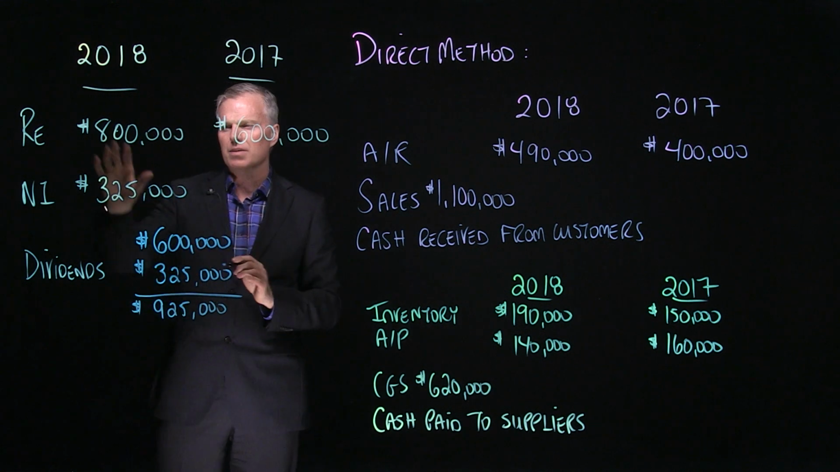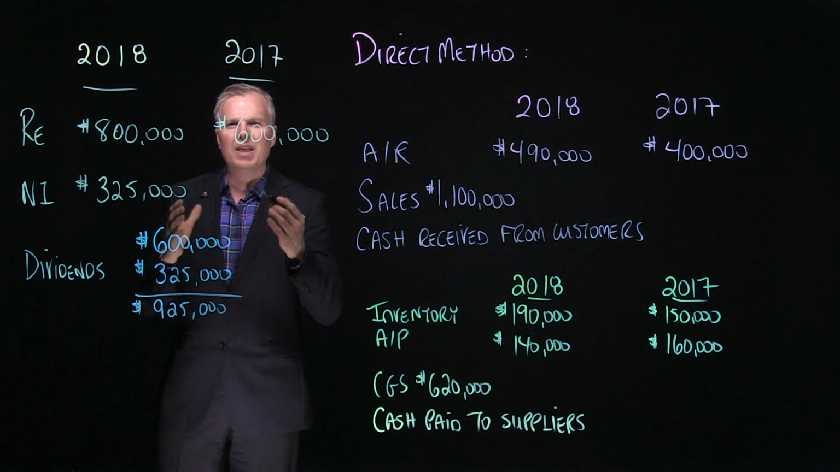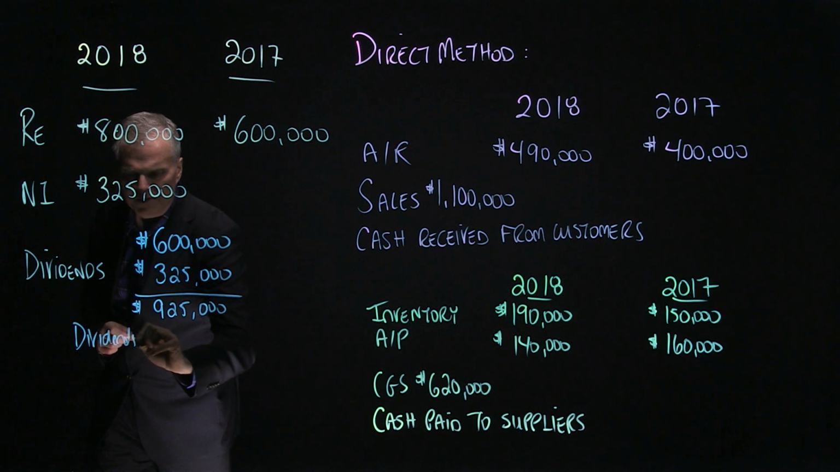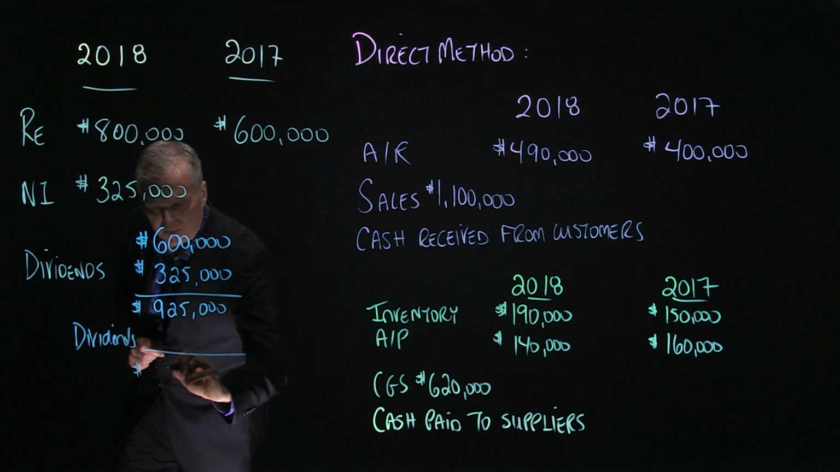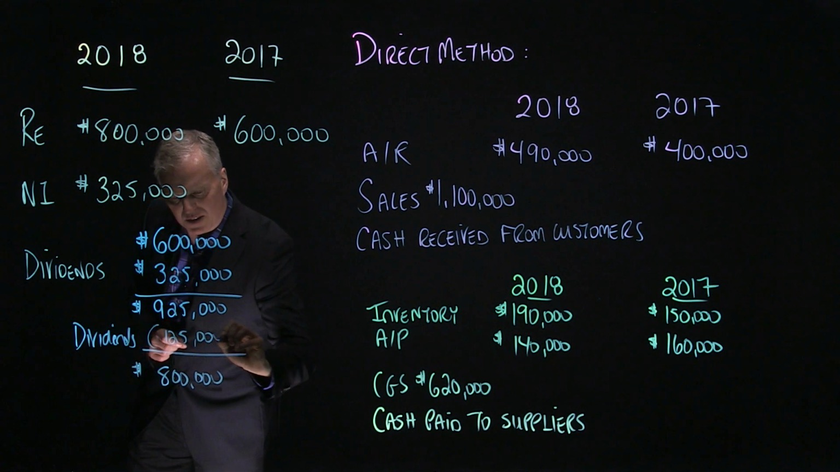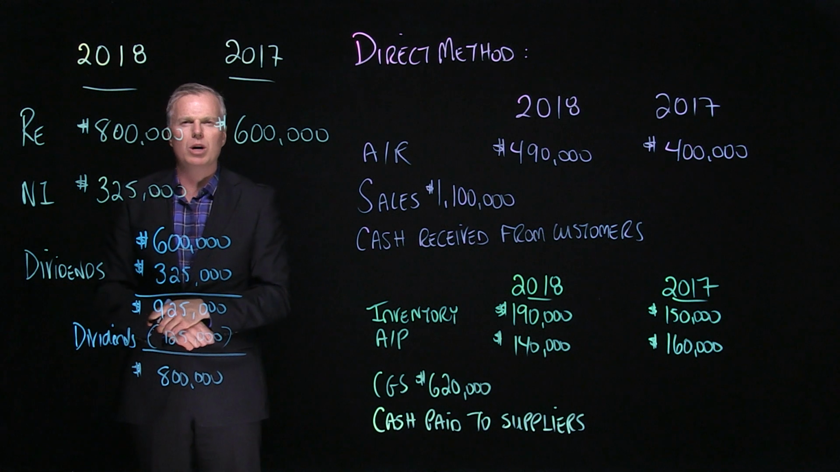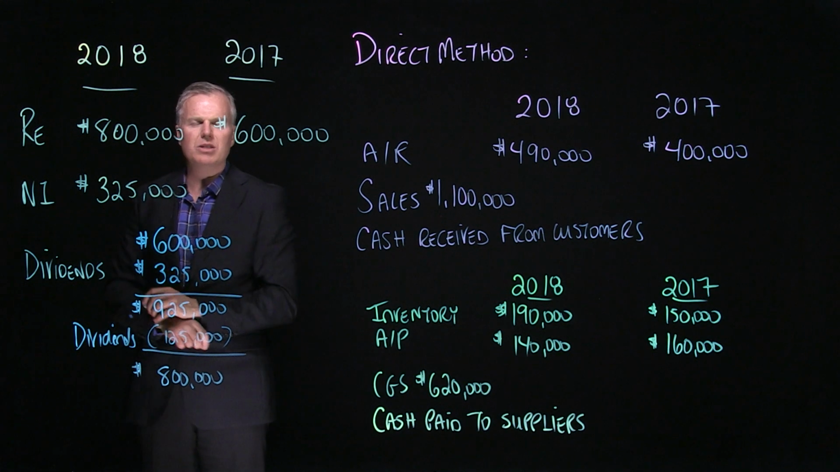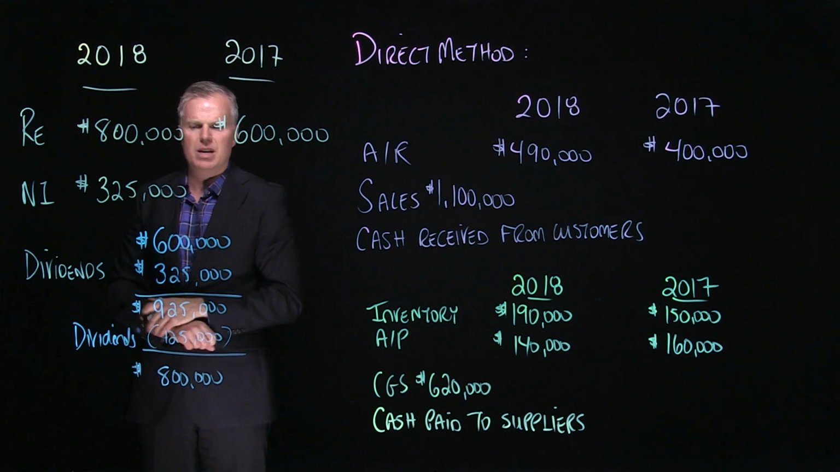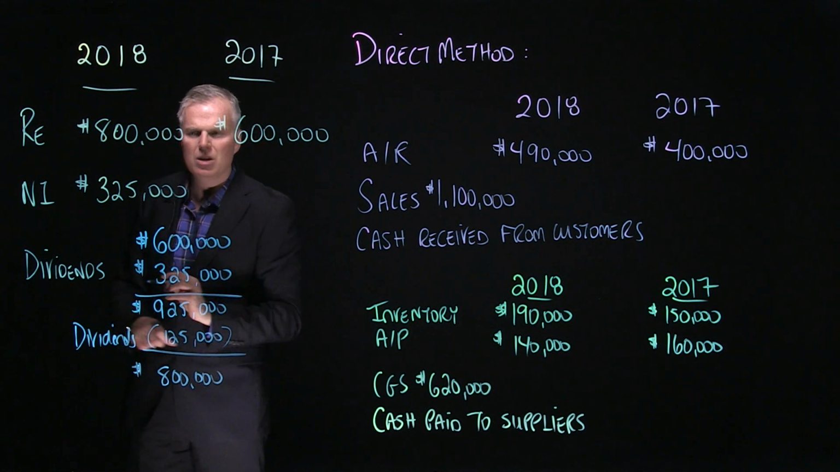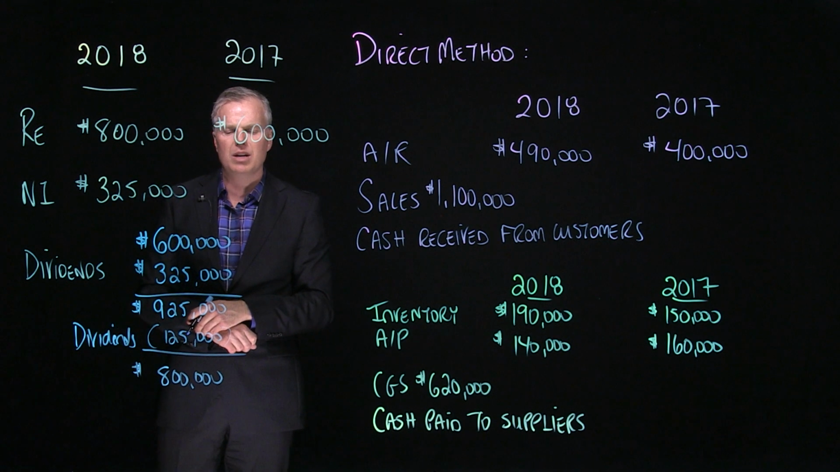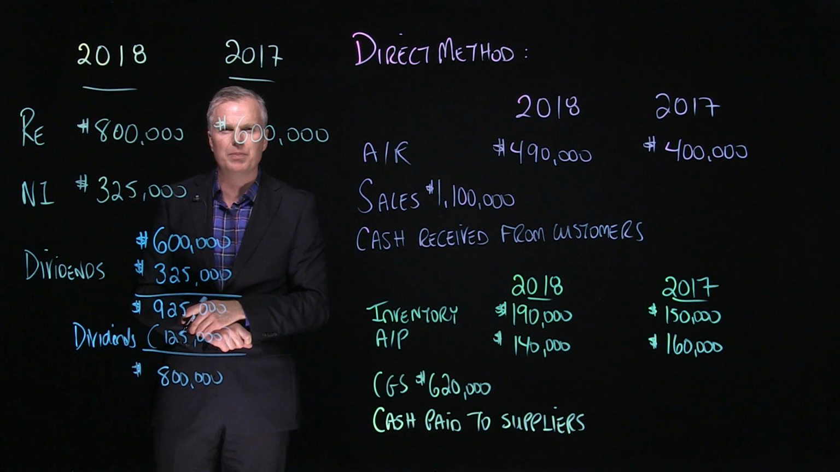So in theory, if no dividends had been paid out, our retained earnings balance should be $925,000. But our balance isn't that. Our balance is $800,000. What that means is that dividends were paid out. By simple math, we can tell that $125,000 of dividends were paid out. We had $925,000 with our opening retained earnings balance and our net income. Our closing balance was $800,000, which implies then that $125,000 of dividends were paid out.